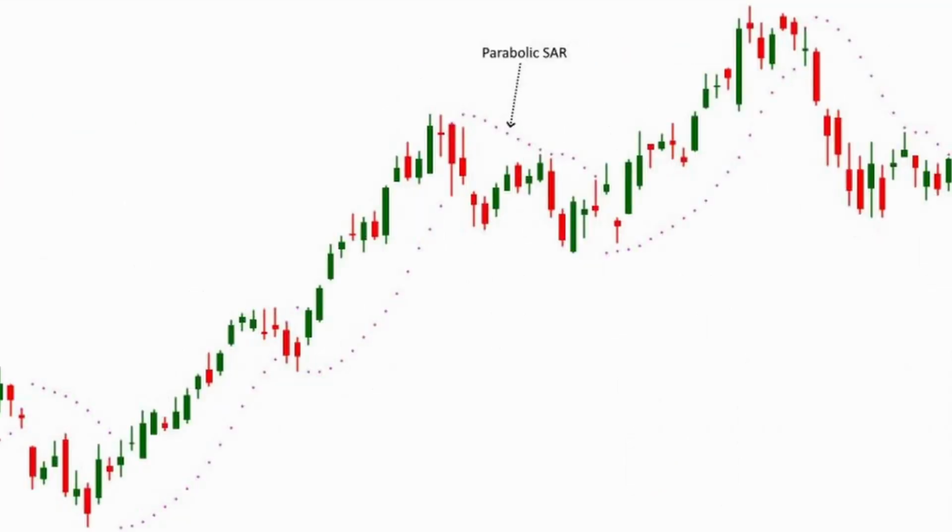The parabolic SAR can also be used to set trailing stop-loss levels to protect profits. As the trend progresses, the dots follow the price closely, helping to lock in gains. Traders often use the parabolic SAR to determine optimal exit points from their trades.